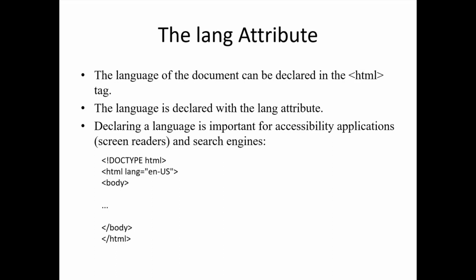The lang attribute. The language of the document can be declared in the HTML tag. This is the lang attribute. The language is declared with the lang attribute. So the lang attribute is used to declare the language. Declaring a language is important for accessibility applications, screen readers, and search engines.